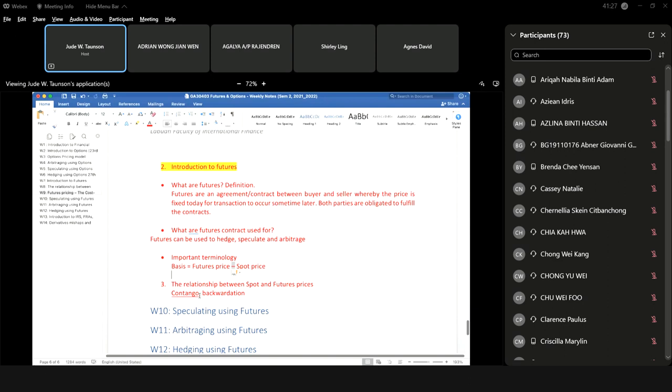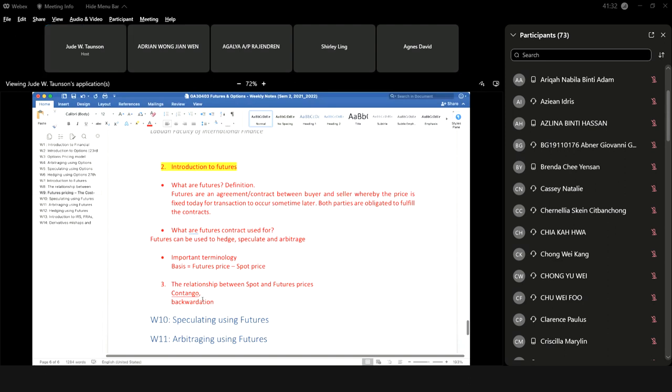Contango is when futures price is bigger than spot price. There is some important implication here. Backwardation will be futures price is smaller than spot price. Any questions so far?